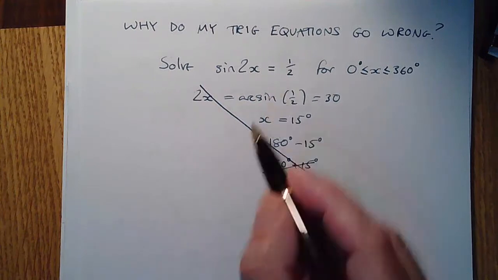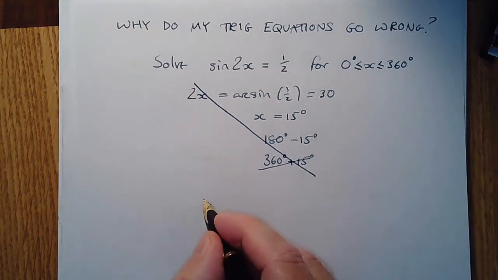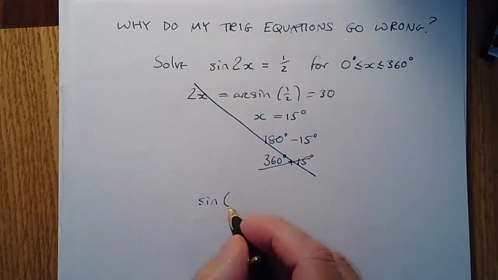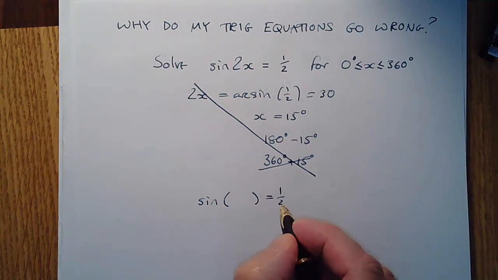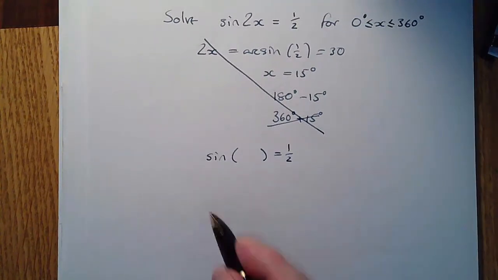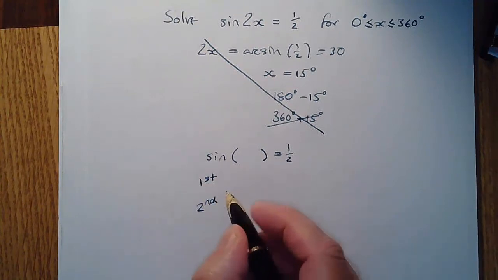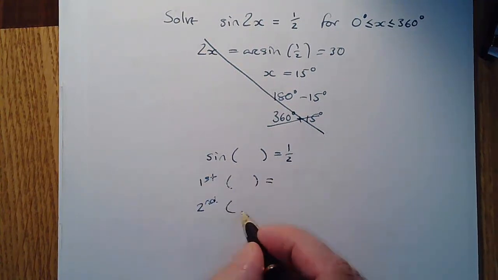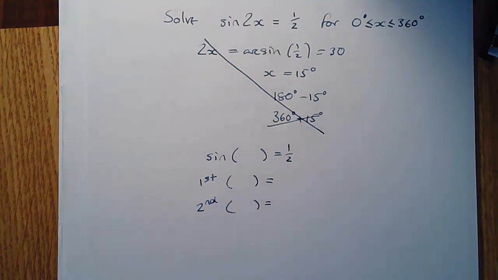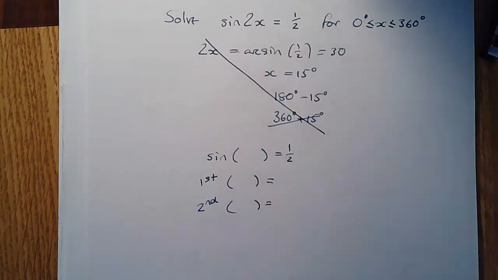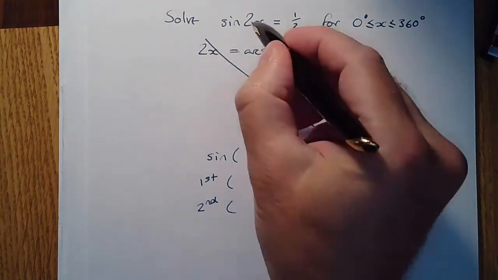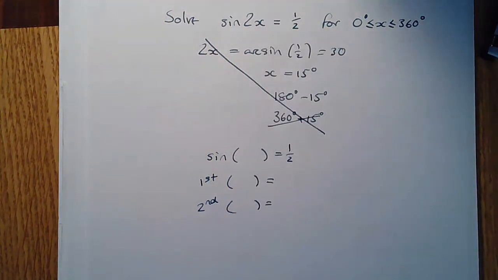So the way to think about this equation is not to think of it as being sine 2x, think that it is sine of a bracket equaling a half, and we're trying to find the bracket. And there's always going to be a first answer for the bracket and a second answer for the bracket. So when I solve trig equations, it always looks like this: first value for the bracket, second value for the bracket. If this is just an x, the bracket's just x. But if this is anything except an x, then just think of it as being a bracket.